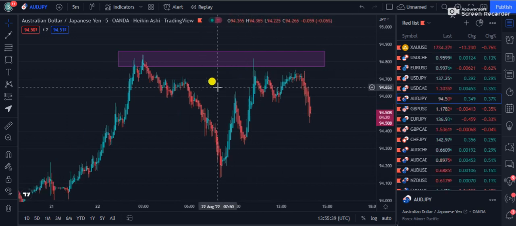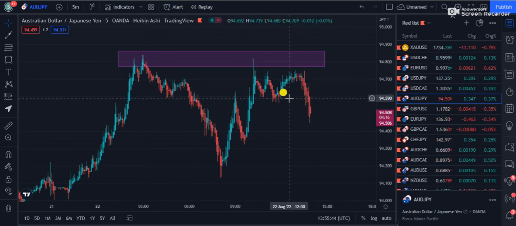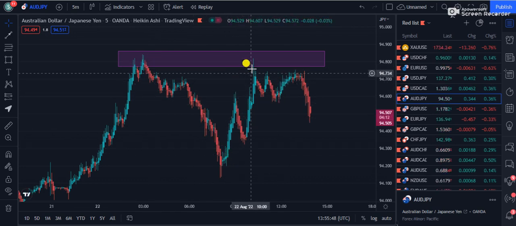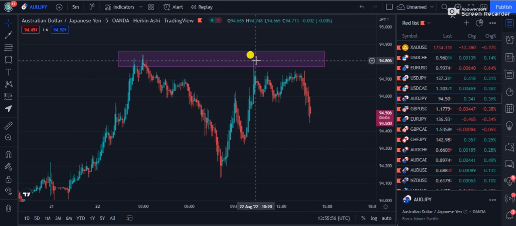Okay, so this is the level where the price has got a rejection two times. It means that this level has become very strong. So once the market got a rejection, again it pumped up. It doesn't mean that when the market comes to this level, you are going to open sell positions. This will be completely wrong.